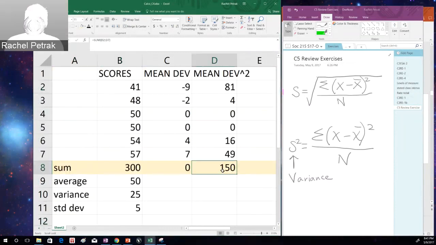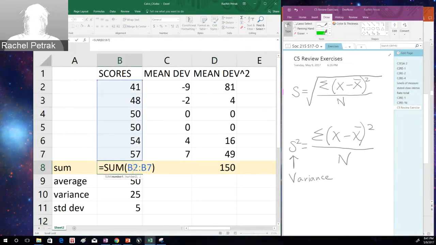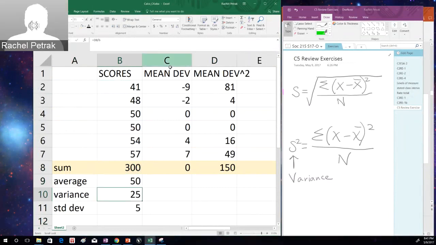So just to give us a quick rundown of our steps here. First, we got our sum. We used that to get an average. And then we went to the next step in computing our standard deviation, which was to get the mean deviation, or x minus x bar.